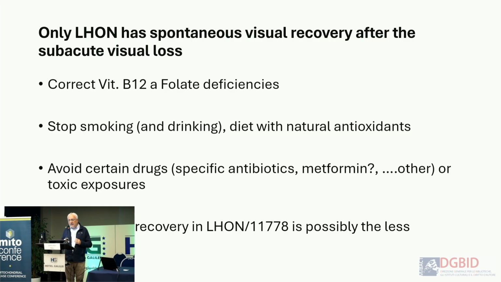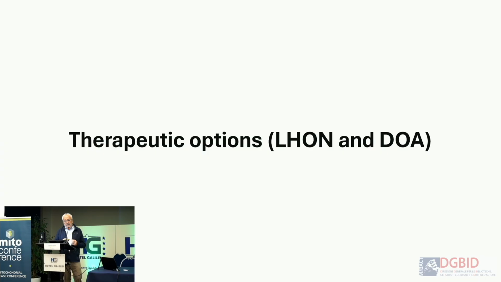And Leber's, in the scenario of inherited optic neuropathies, is the only case where you have a spontaneous recovery. You don't have it in dominant optic atrophy. This spontaneous recovery is maximized by the therapy that we do, but it might also occur with absolutely no therapy. So let's see the therapy options now.